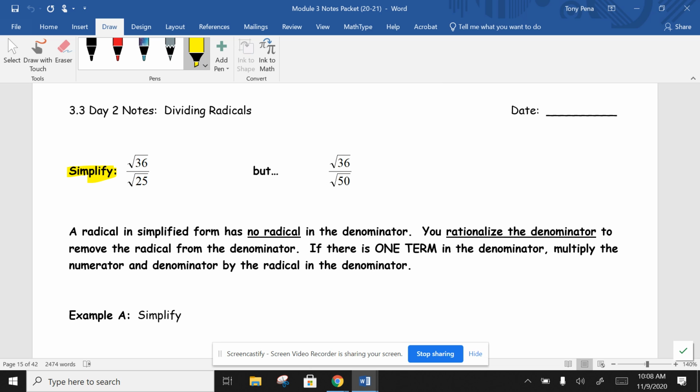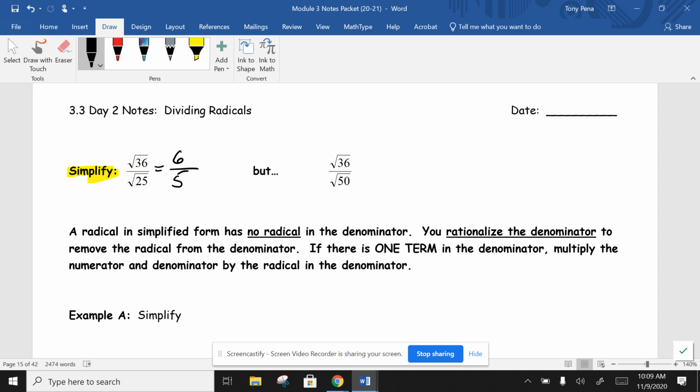The easy way, if you look at this one here, would be if both of these end up being perfect squares. Like the square root of 36, we know to be 6. So we can just write that down. And then the square root of 25, we know to be 5. And that's pretty much it. If they're both perfect squares, then you just do what you normally would. If I wanted a decimal, you throw it into your calculator. If you want to leave it as a fraction, you just leave it as 6/5.